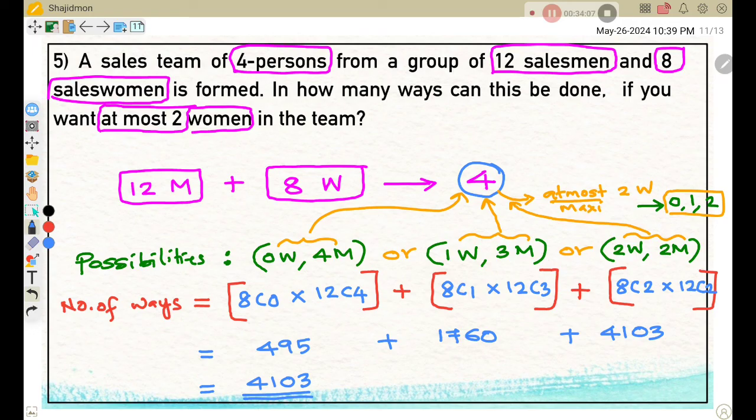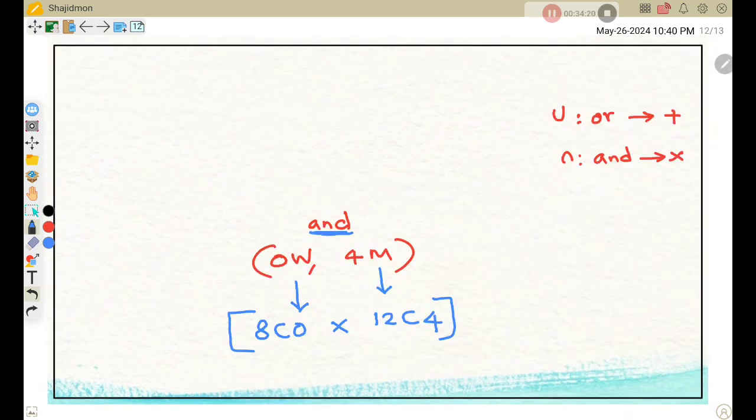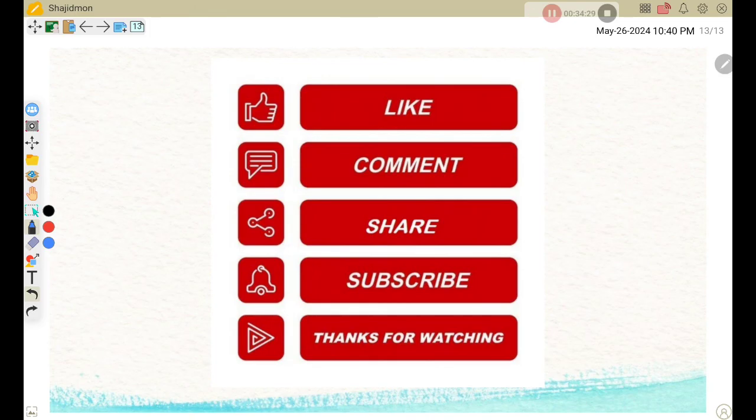Okay. So this is the 5th question. I hope you understood the idea of the question, how we are doing committee forming questions or sales team selecting questions. Okay, like these questions. So these are the 5 questions in the second quiz or second short test from module number 4. I hope you understood the questions.